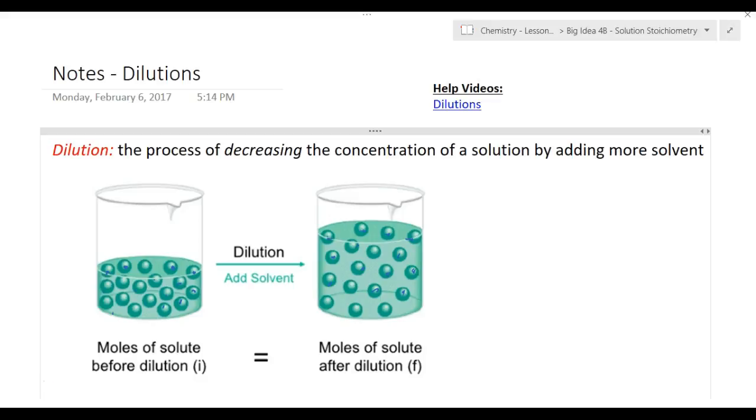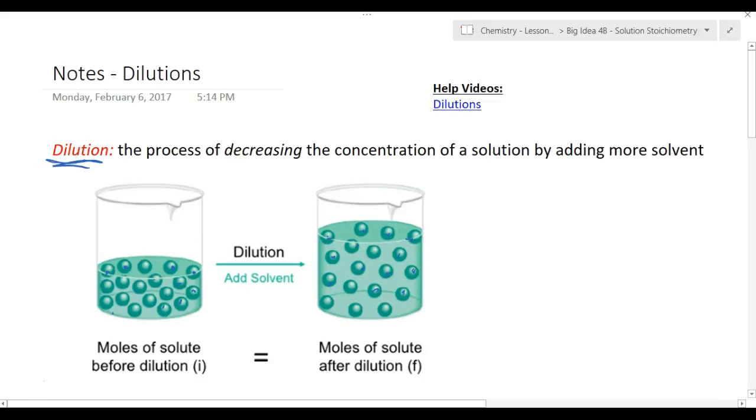Okay, so a dilution is the process of decreasing the concentration of a solution by adding more solvent. Now, all that really means is you're taking your sugary Kool-Aid, you're pouring water into it till it's watered down and not as sugary. That's what a dilution is. You're watering it down to make it less sugary. But the thing about it is, you still have the same amount of sugar in there before as you did after. Okay, there's not a change in the amount of sugar. All you're doing is adding more water.